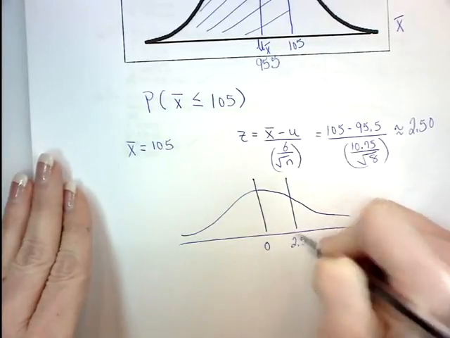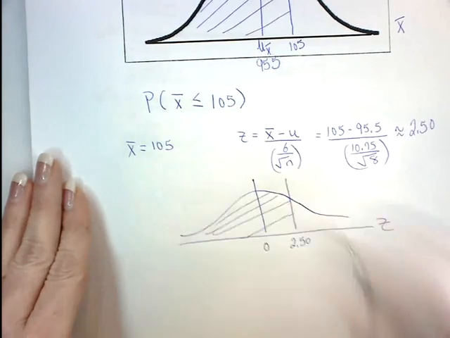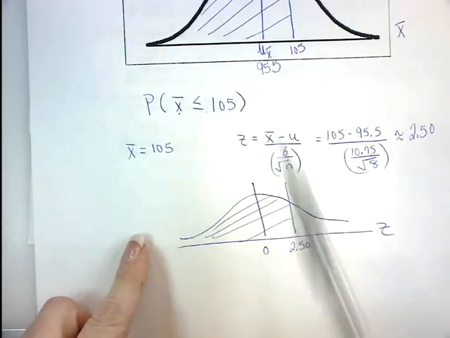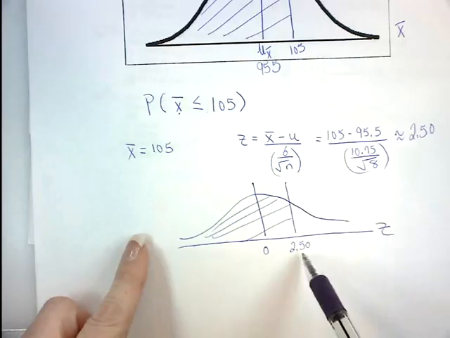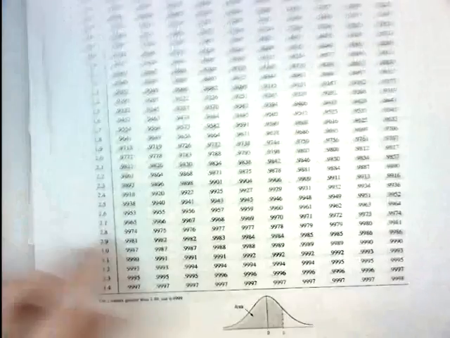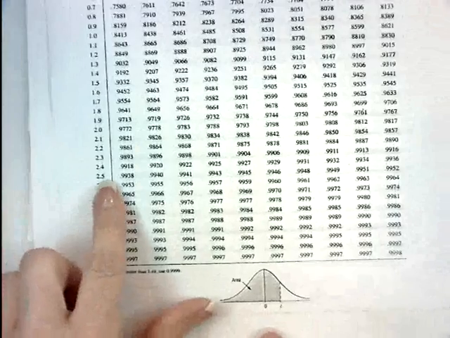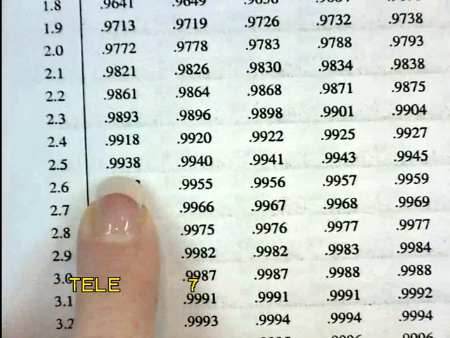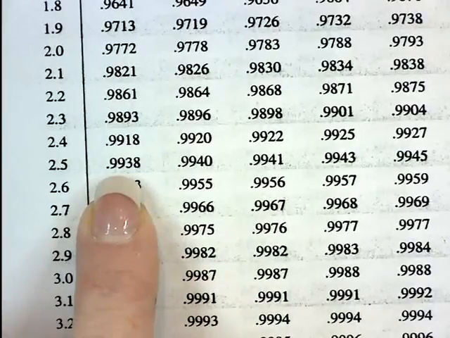2.50 is here on the Z-axis, and I shade below. So the probability that a randomly selected sample mean is at most 105 is the same as the probability of a z-score being at most 2.5. So go to the z-table, and if you look up a z-score of 2.5, that is your answer, because that's the answer below it. And the answer is 0.9938 for problem number 4, 99.38%.